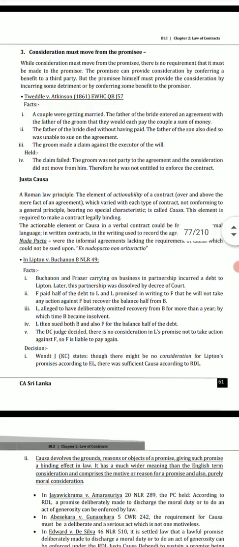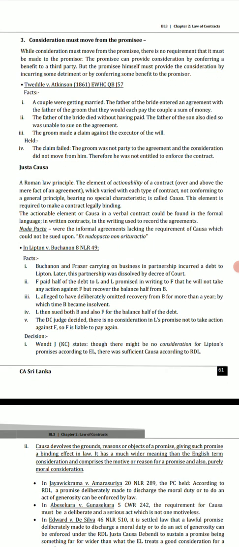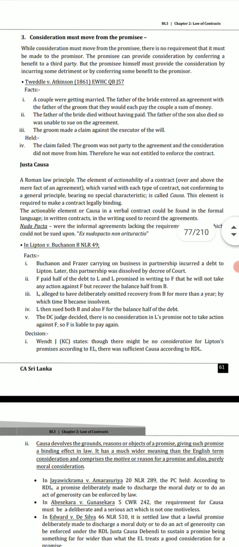And there's another thing called justa causa. It's a Roman law principle that is also available in English law. It says that the element of actionability of a contract, which varies with each type of contract but does not conform to a general principle, bearing no special characteristic, is called causa. Causa means the cause. This element is required to make a contract legally binding.